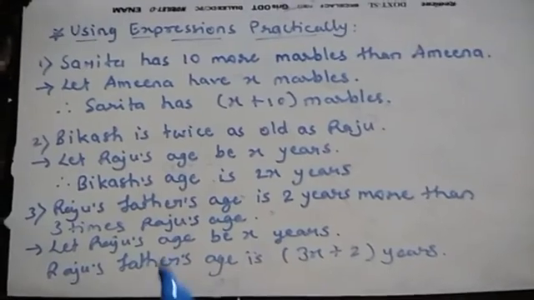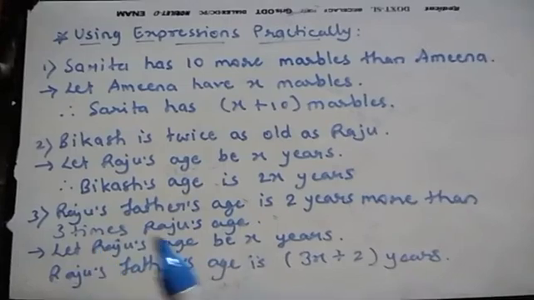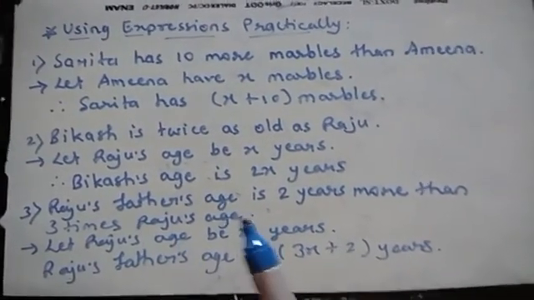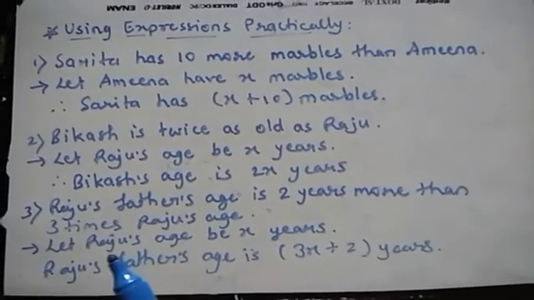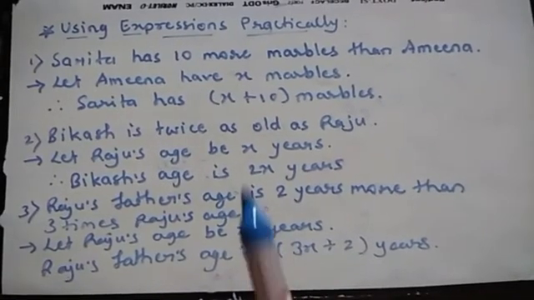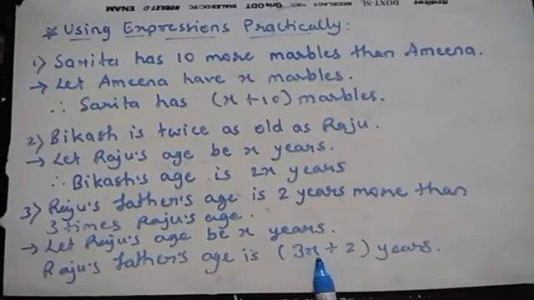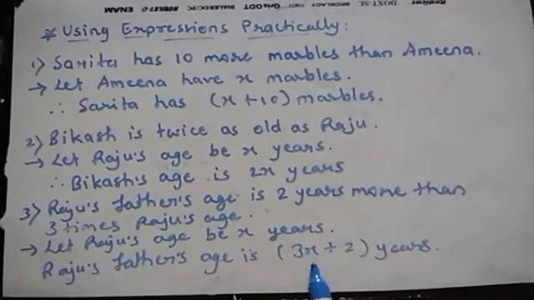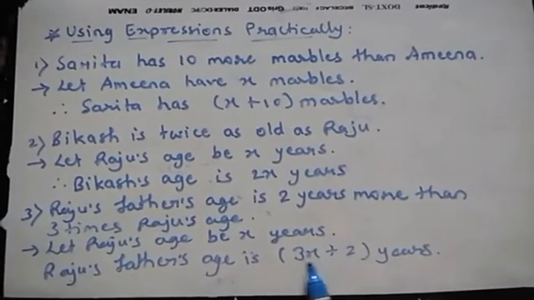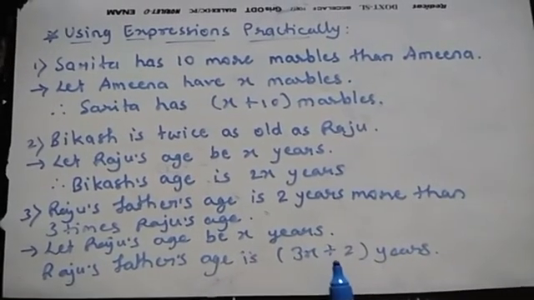Now one more example. Raju's father's age is 2 years more than 3 times Raju's age. But here we don't have Raju's age. Therefore we will consider Raju's age as x years. Raju's father's age is 2 years more than 3 times Raju's age. Understood? Raju's age we consider as x, so 3 times x. Therefore 2 years more than 3 times x years will be the age of Raju's father. I hope you understood these examples also.